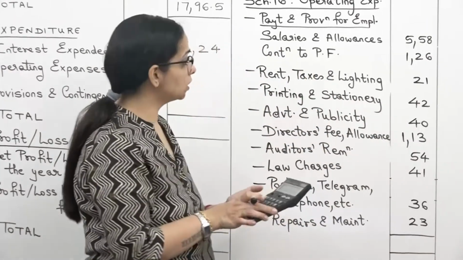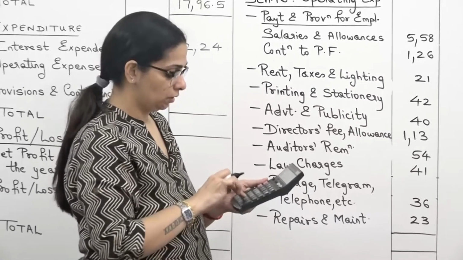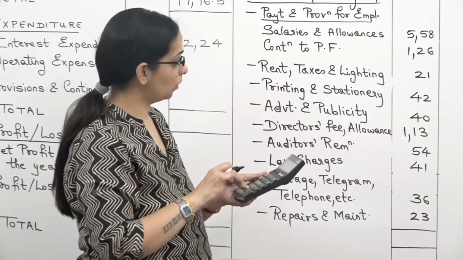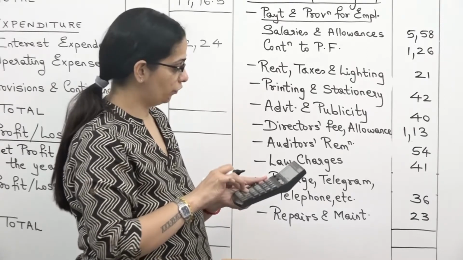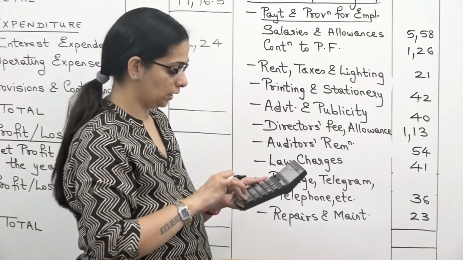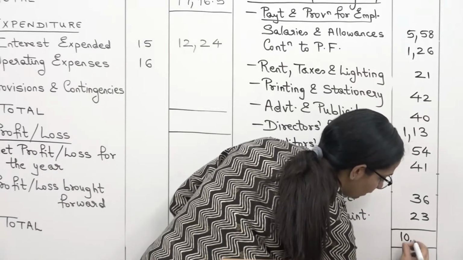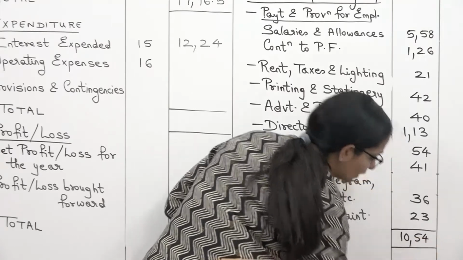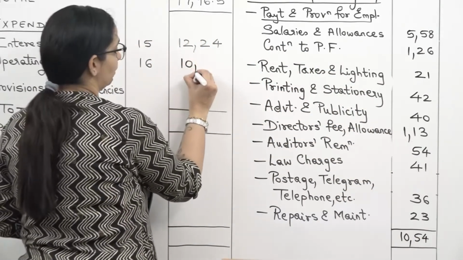So let's take the total. 558, 126, 21, 42, 40, 113, 54, 41, 36 and 23. We get 1054. So that is 10,54,000 if you read it as thousands. I'll bring that over here.